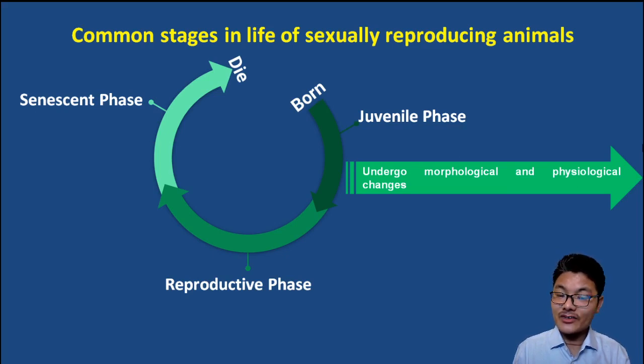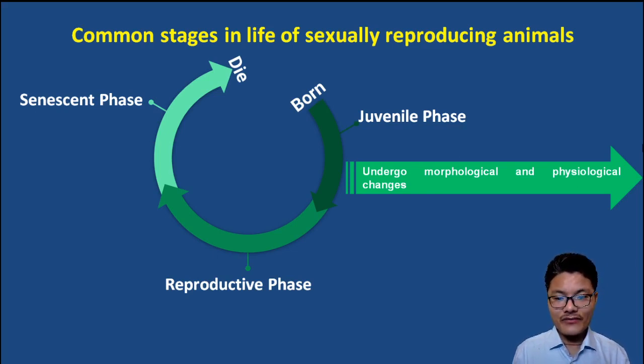Senescent here refers to aging. During aging, animals become less fertile. They are not able to reproduce. Especially in the case of females, they are not able to produce eggs, and thereby there is no reproduction occurring. So finally, before death, all animals enter a stage called the senescent phase.